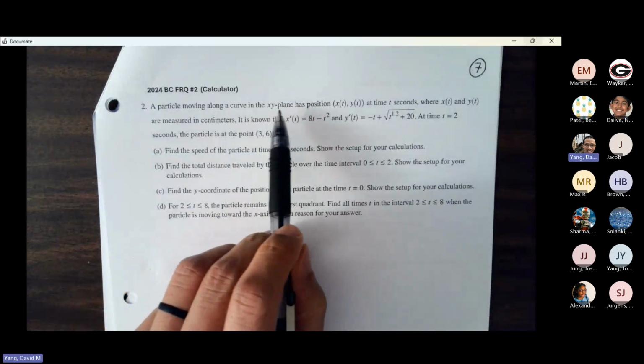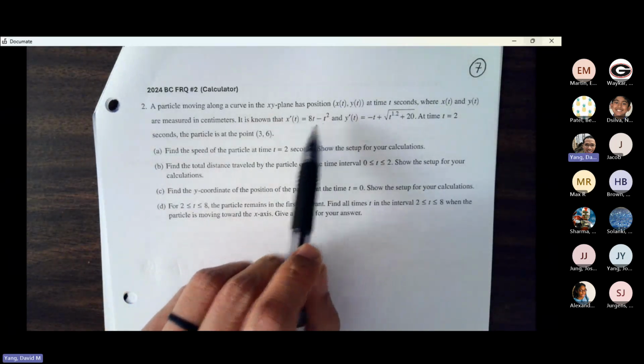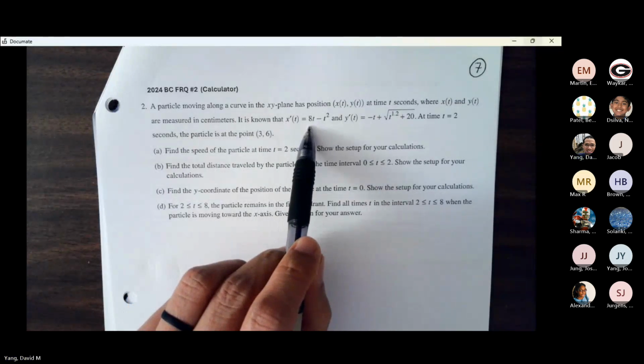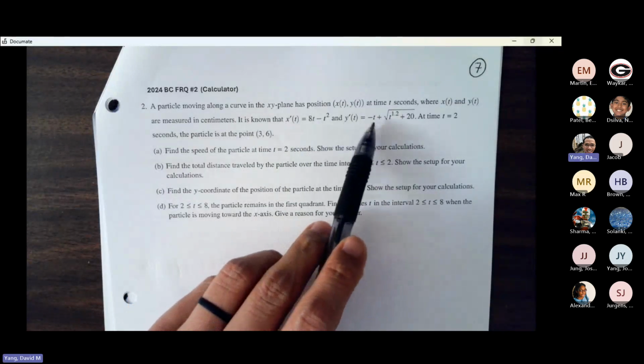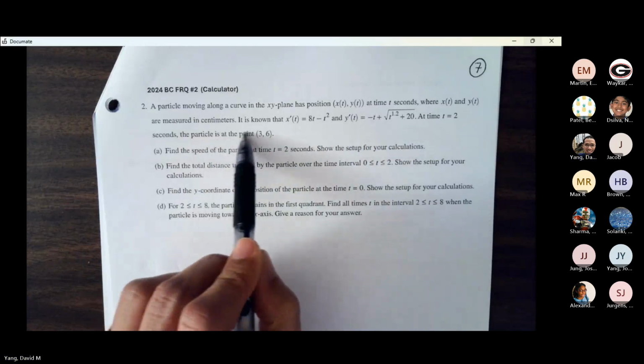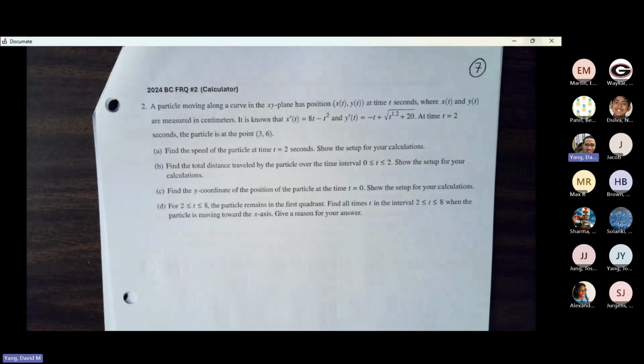A particle moves along the curve in the xy plane, where x and y are measured in centimeters. It is known that x prime equals at minus t squared, y prime equals negative t plus root t to the 1.2 plus 20. At time t equals 2, the particle is at (3, 6). Find the speed of the particle at time t equals 2 seconds. Show the setup for your calculation.